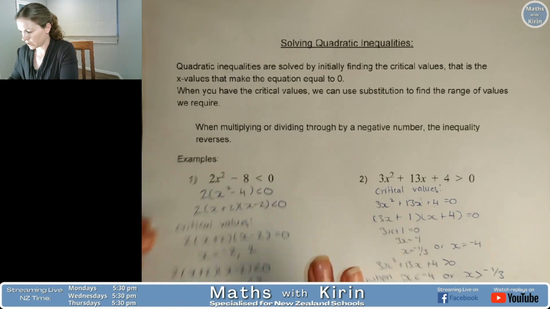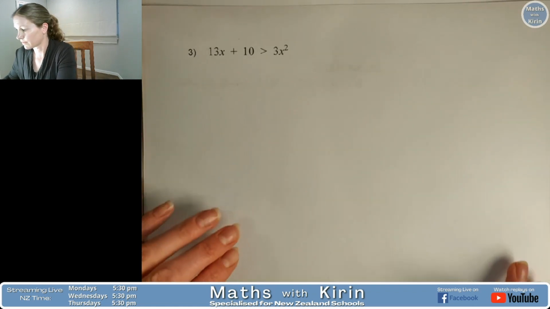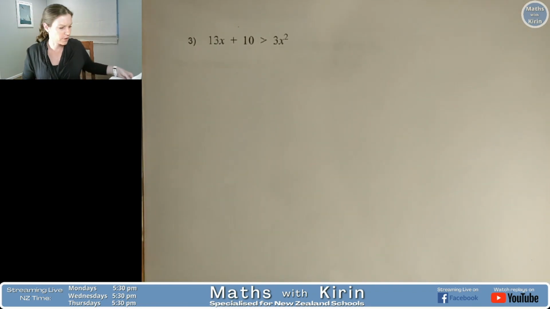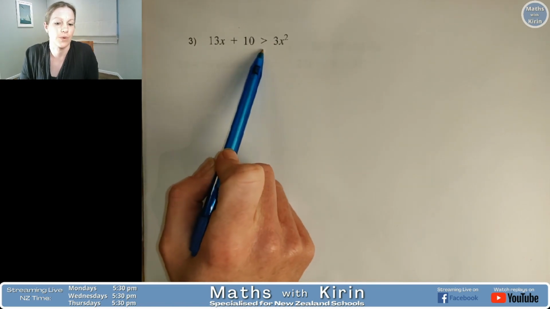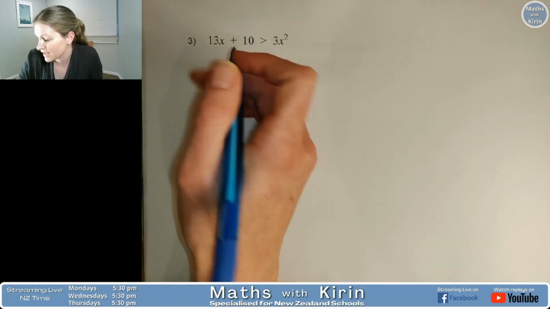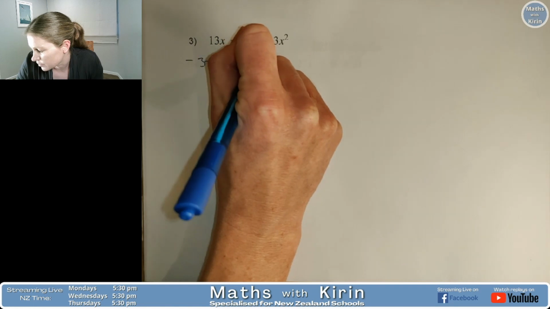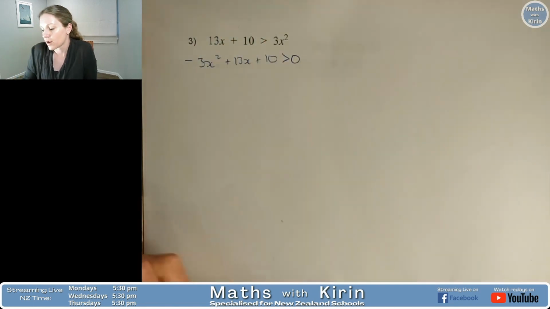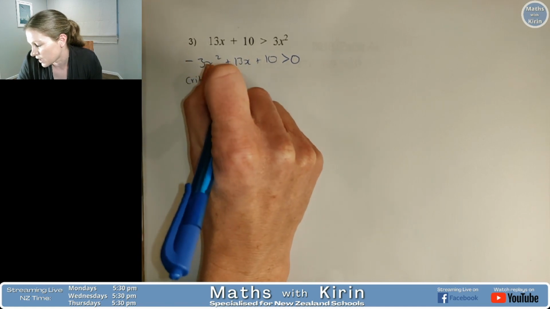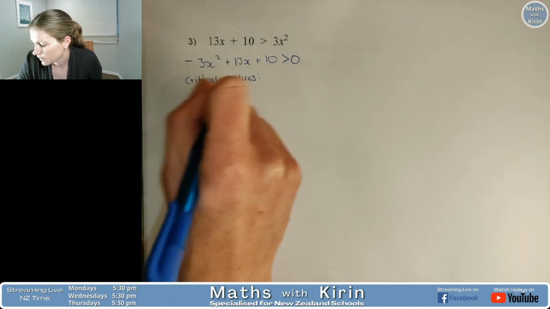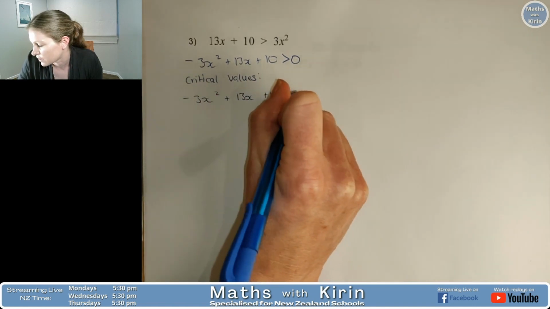Cool. Third and final example, and then we are going to go on to some exam questions. This one: 13x plus 10 is greater than 3x squared. So we need to bring our 3x squared to the left. We're going to subtract 3x squared, so negative 3x squared plus 13x plus 10 is bigger than 0. To find our critical values, we need to make it equal to 0. We get negative 3x squared plus 13x plus 10 is equal to 0.